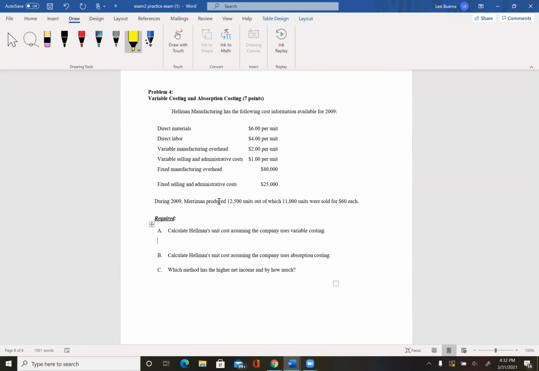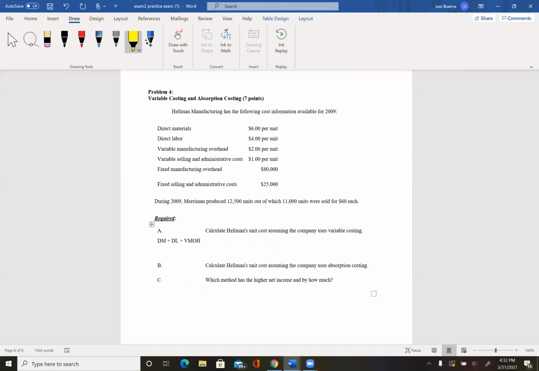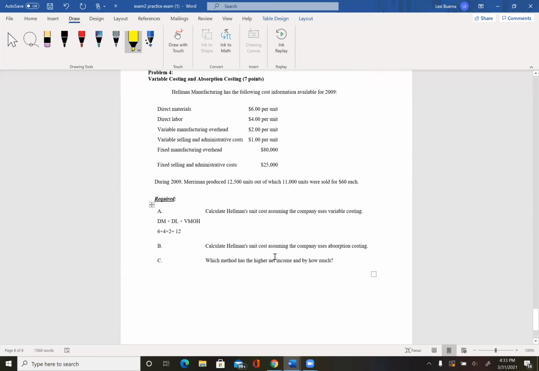So to find the variable cost, very easy. Basically, you're just going to take your DM plus your direct labor plus your variable manufacturing overhead. That's going to be 6 plus 4 plus 2. And that's going to give you 12. That's going to be the answer for the unit cost of variable costing. Then for absorption costing, you have to add in your fixed cost. So for variable costing, you do not include fixed cost, but for absorption costing, you do.